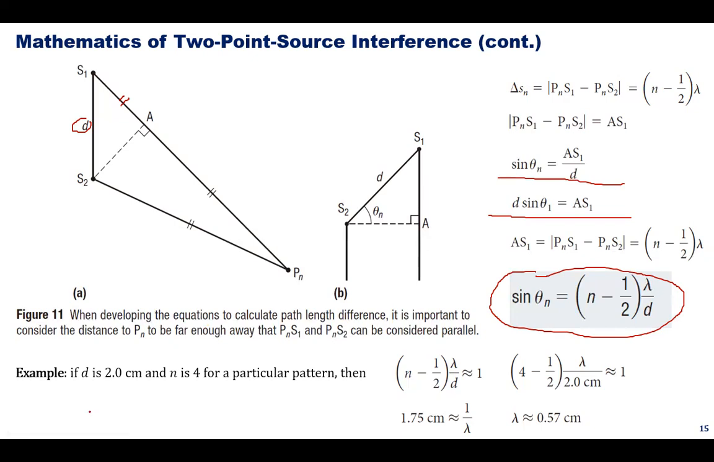For example, let's consider this example here. If d is measured to be 2.0 centimeters and n is 4 for a particular pattern, then put all the values in. We have (4 minus 1/2) times lambda over 2.0 centimeters is approximately 1, right? And this gives us the wavelength lambda is approximately 0.57 centimeters. So using this way, we can approximate the wavelength.